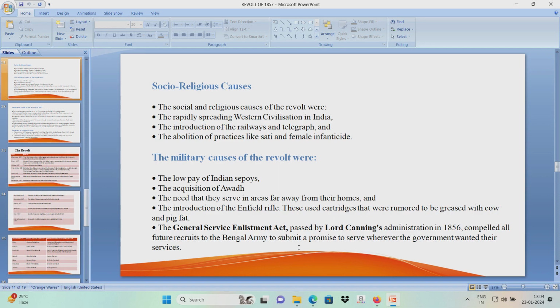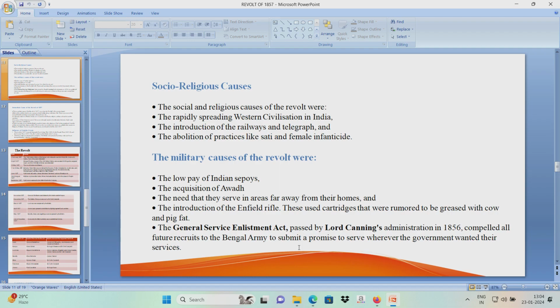So crossing the seas meant losing one's caste to the faithful Hindus of the period. The General Service Enlistment Act was passed by Lord Canning's administration in the year 1856. So it says that they have to cross the sea to wherever the government wanted their services. So there was animosity as a result of this.